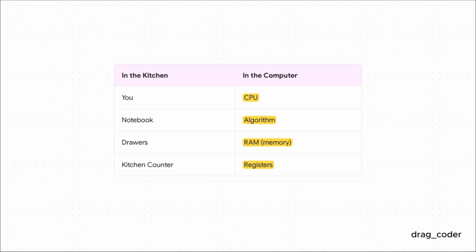In the kitchen, you are the CPU, the one executing all the instructions. Your recipe book, that's the algorithm. The drawers where you store all your ingredients, that's your computer's memory, or RAM. And the countertop where you're doing the immediate chopping and mixing, that's a super fast piece of memory called a register. The random access machine is really just a formal, scientific way of describing this whole setup.